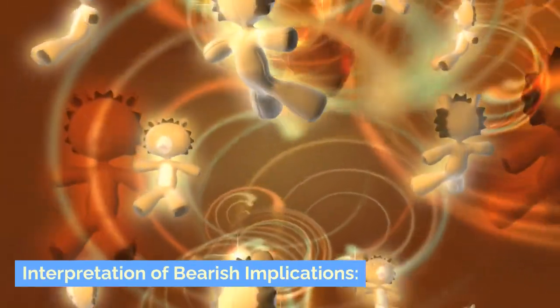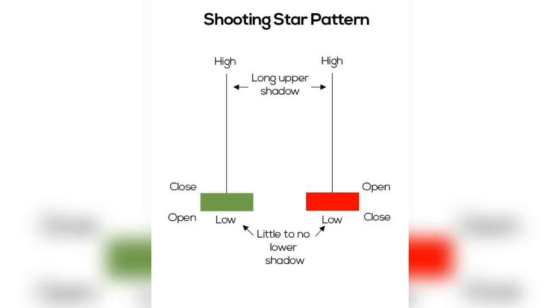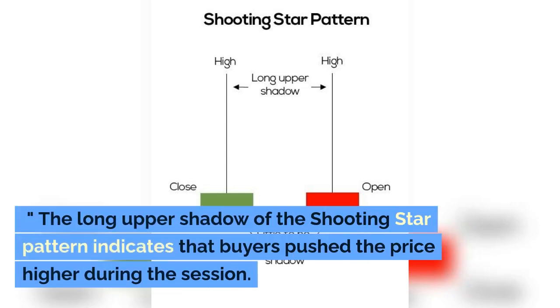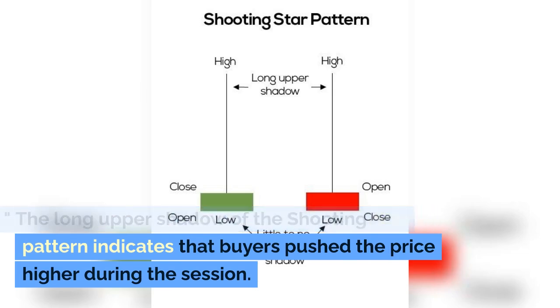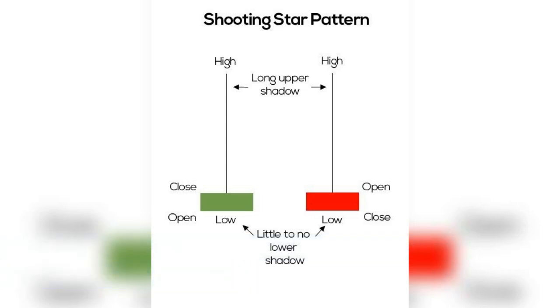Interpretation of bearish implications. Understanding the psychology behind the shooting star pattern is essential for traders. The long upper shadow of the shooting star pattern indicates that buyers pushed the price higher during the session. However, sellers regained control, pushing the price back down to close near the open, resulting in a small real body.